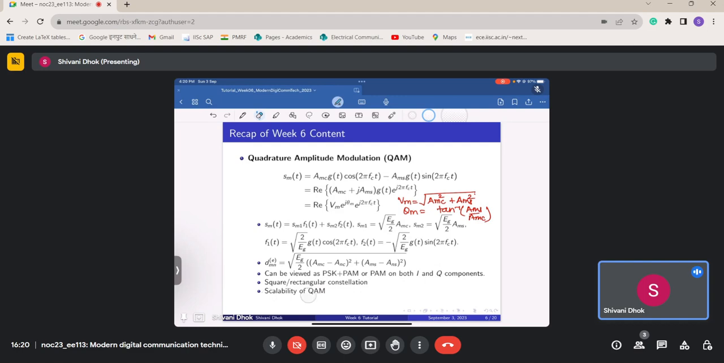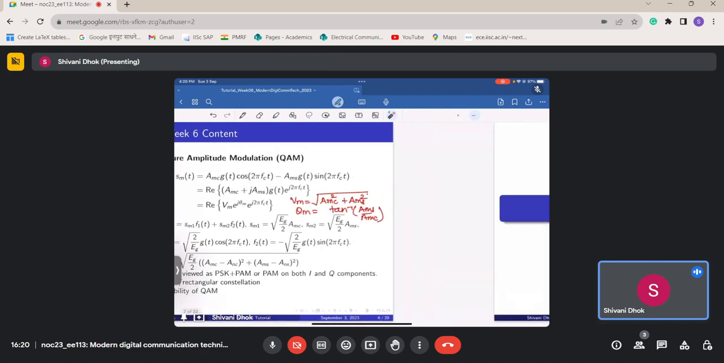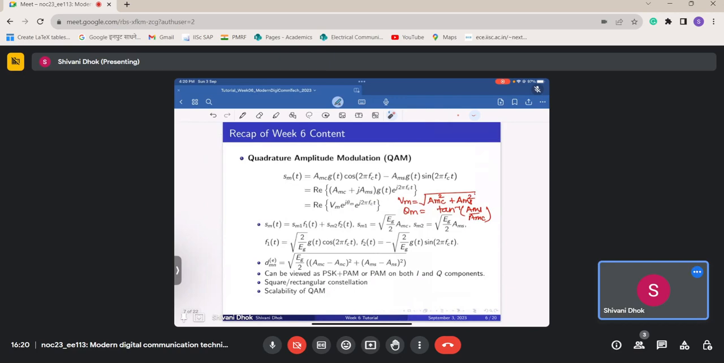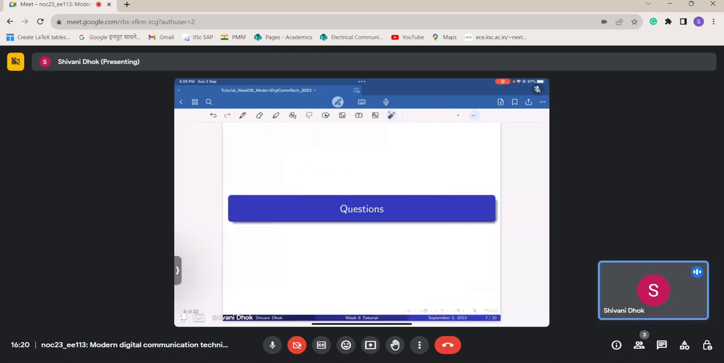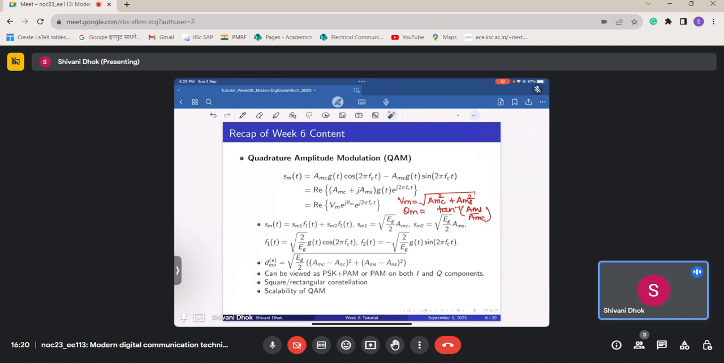After that, the scalability of QAM was discussed. So what does scalability mean? If I need to add more constellation points, I can do that without disturbing the existing constellation. This helps when we want a dynamic change in the constellation size. This was all the content that was discussed in this week. After that, if you have any questions, please let me know. Else I'll go ahead and start solving a few questions.